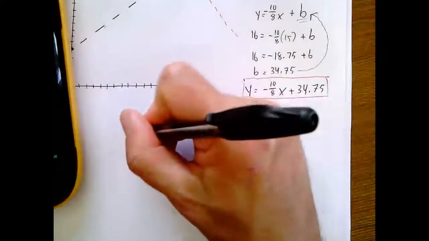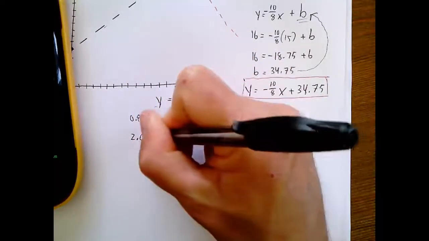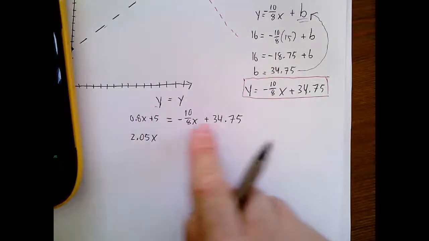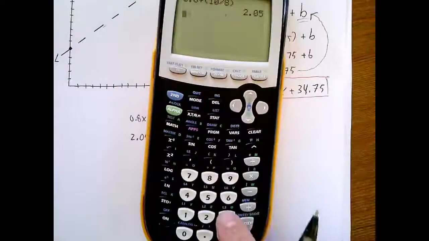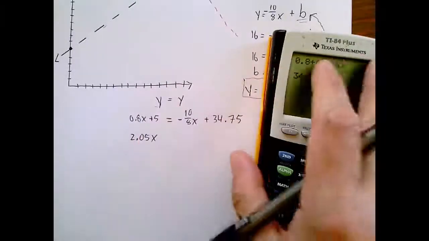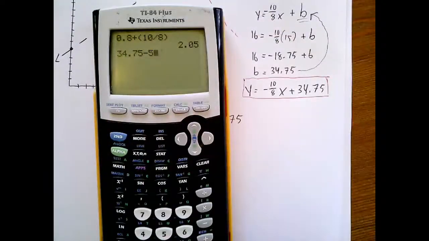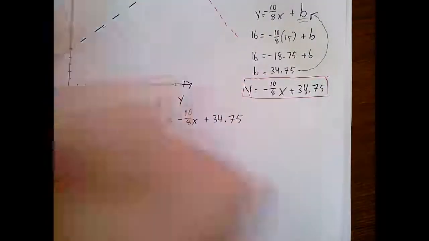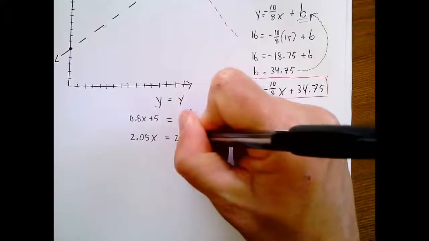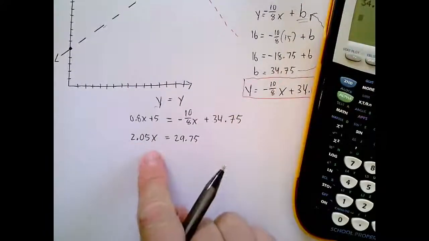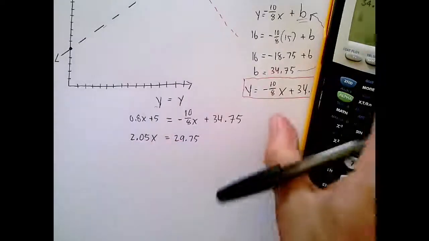So now we have 2.05x, and now we've got to subtract this 5 from both sides. So we say 34.75, that's this right here, and we're just going to subtract 5 from both sides. 34.75 minus 5 is 29.75. So that gives us 29.75. Now, just to get x all alone, we just divide 29.75 by 2.05.